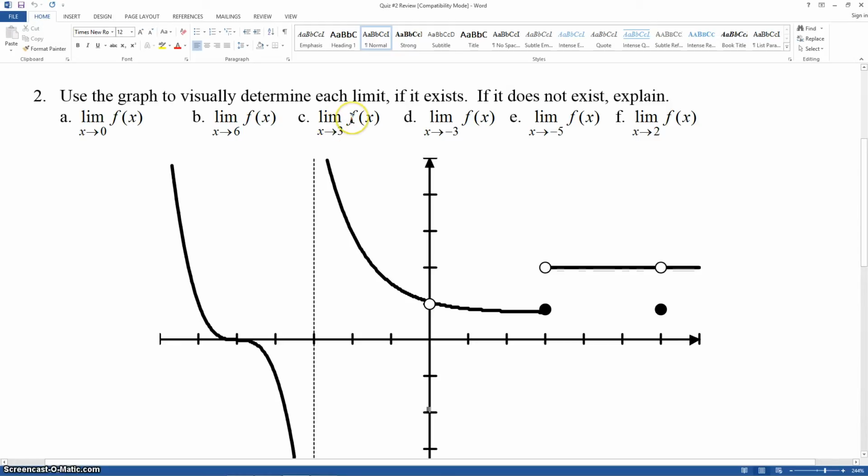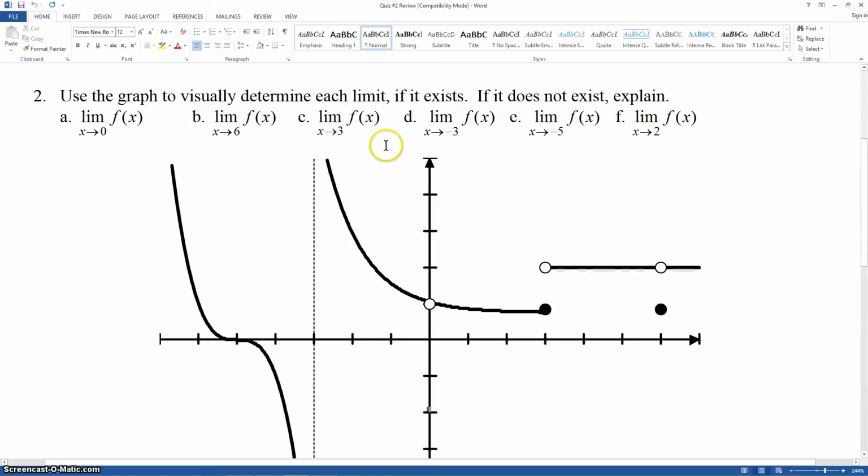Let's look at f of x as x approaches 3. Here is 3 right here. You create your vertical line through this value. If we approach from the right-hand side, that's this piece right here, that y value is 2. However, if we approach from the left-hand side, that y value is 1. 1 does not equal 2, therefore the limit overall for c does not exist. Okay, let's look at negative 3.